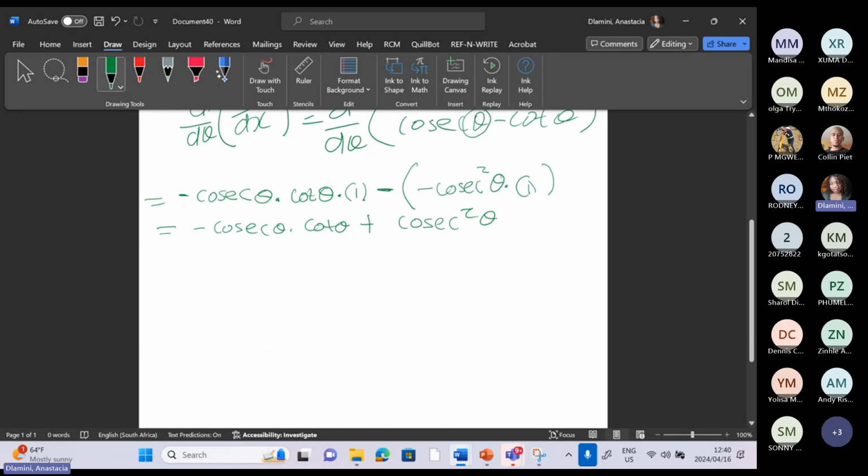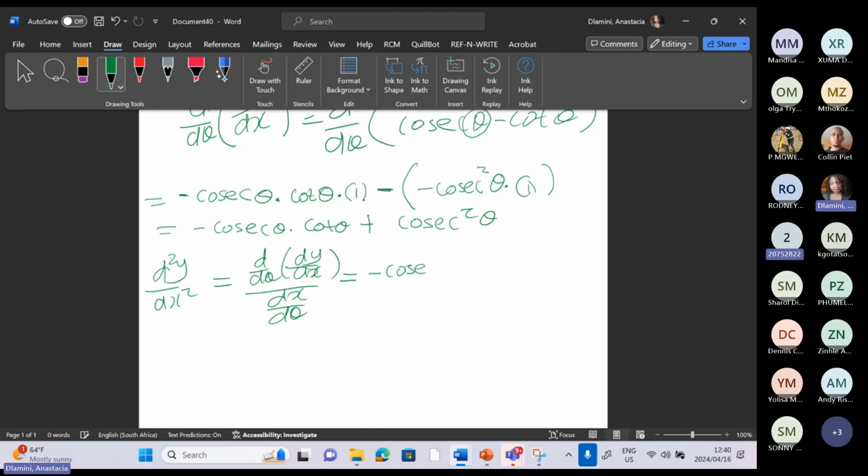So then d squared y over dx squared, the second derivative, will be d over d theta of dy over dx, over dx over d theta. So this will be equal to minus cosec of theta times cot of theta plus cosec squared of theta, over 3 sine of theta. Are we all together there, good people?